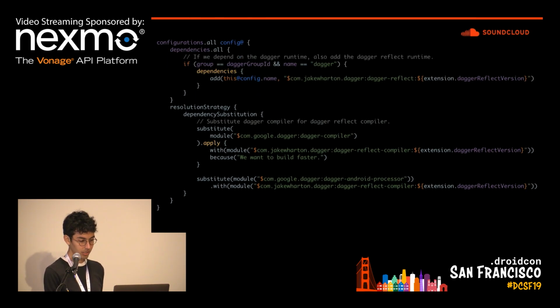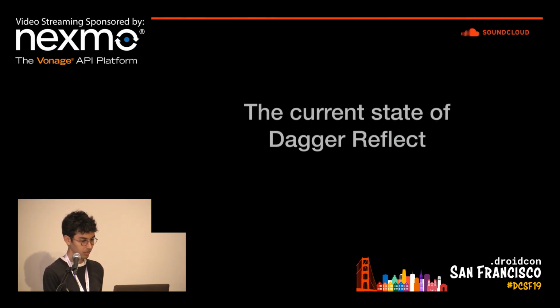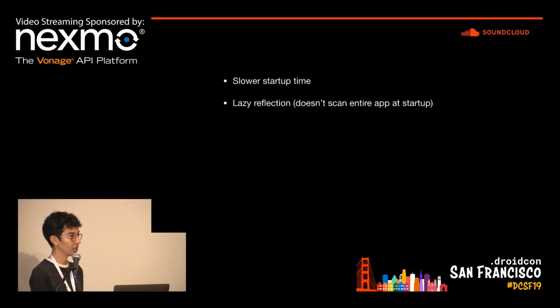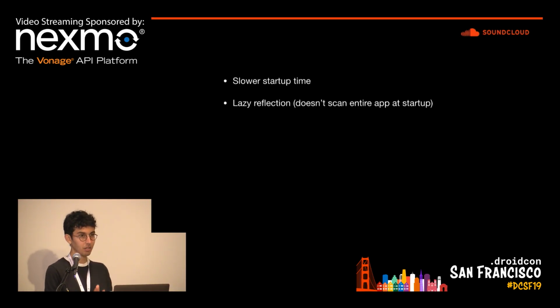So you're wondering, what is the current state of Dagger Reflect? So first things first, you're going to have a slower startup time. In our app, the startup time went from like 3 seconds to like 7 seconds. So watch out. Second thing is it does lazy reflection. What this means is it doesn't scan the entire app at startup. So you can have broken pieces of your object graph because it's not doing validation. The trade-off is to have a faster startup speed. So basically, it's doing lazy reflection to save startup speed, but it's not scanning your whole object graph.